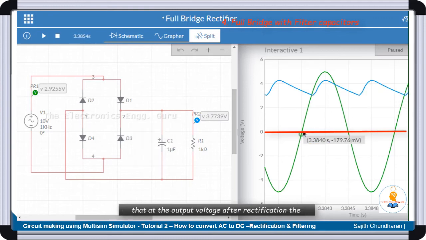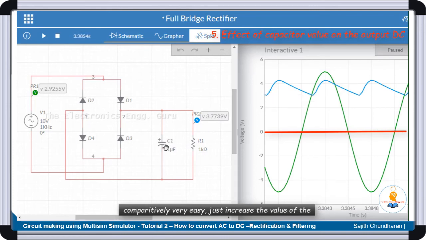As you know, the output voltage after rectification goes from 0 to positive, comes back to 0, and again goes from 0 to positive and comes back to 0, which gets repeated. So this is what the capacitor does. Now, how do we filter it further, how do we remove the AC content in the output voltage further?